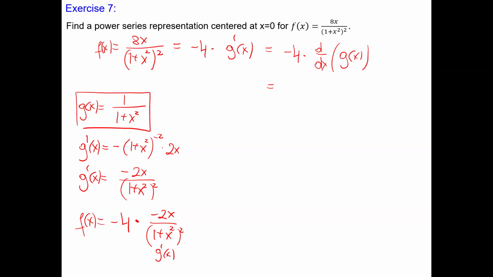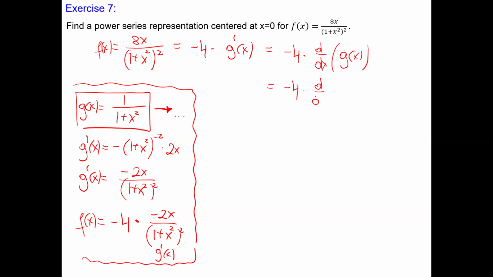Because we will not use just the rational function. We will actually use the power series representation for this one. And that's negative 4, and we will differentiate function g of x, the power series representation, which is summation, and we are subtracting, that means we will subtract a negative x squared to the power of n.